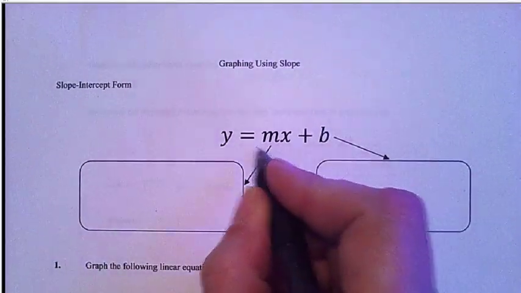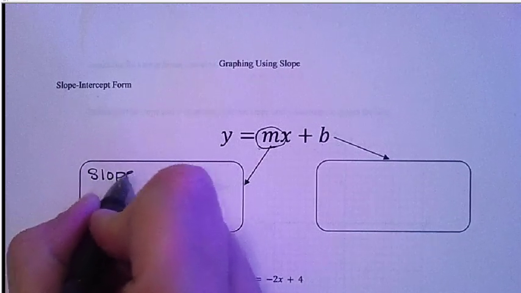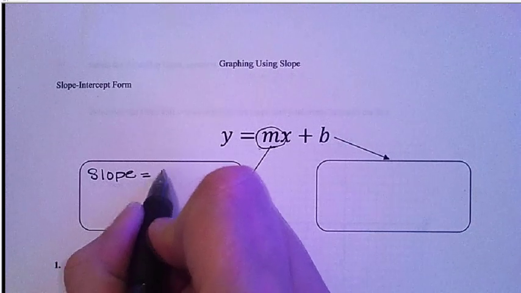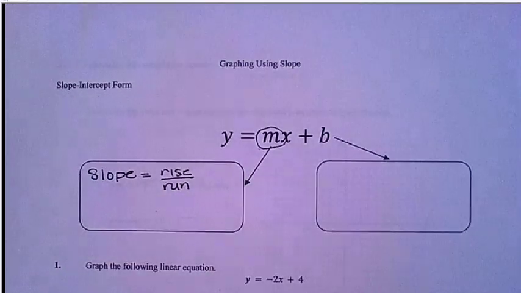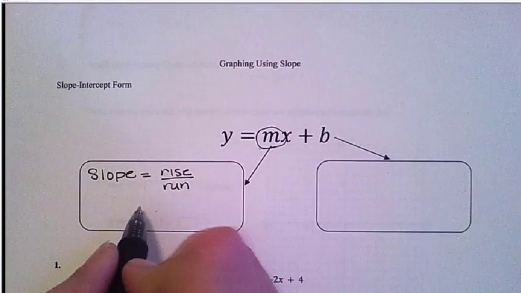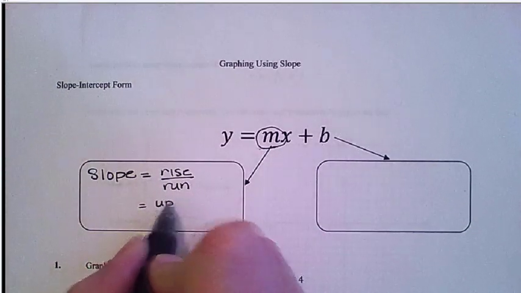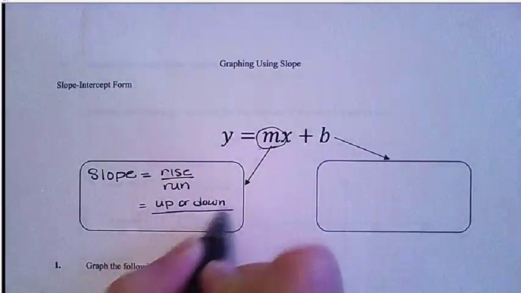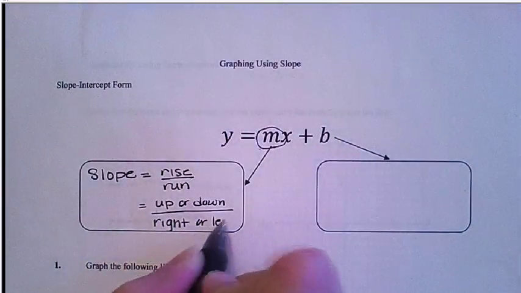We're going to start with this m right here. That is what we call our slope. And slope is just the rise over the run. Basically, we're talking about how much the line changes over a period of time. What I like to usually say is, instead of saying rise, the top of your slope is always going to tell you whether you need to move up or down, and the bottom of your slope is going to tell you if you need to move right or left.